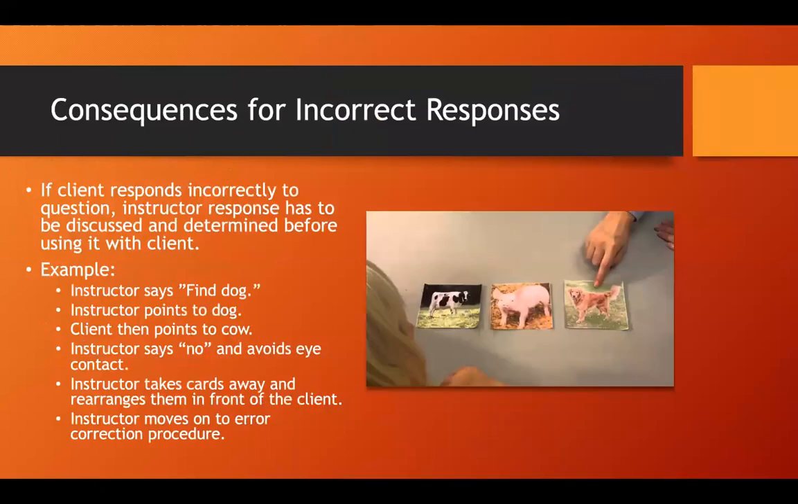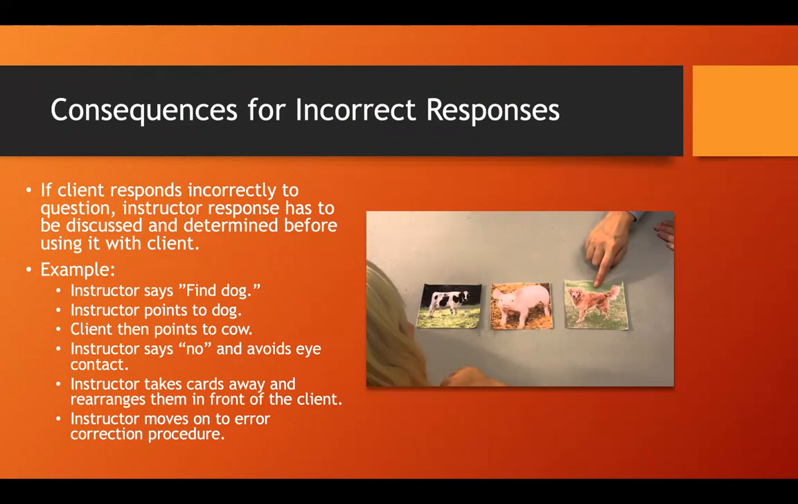So consequences for incorrect responses: if the client responds incorrectly to the question, the instructor would then respond, and that response would be discussed by all team members and determined before using that specific response with the client.